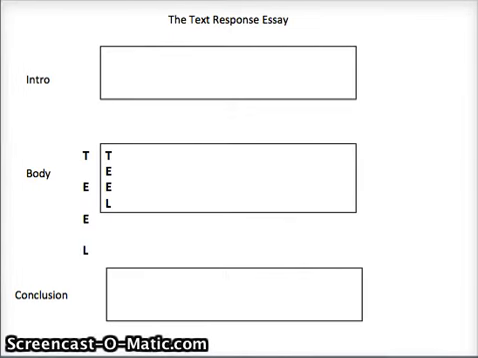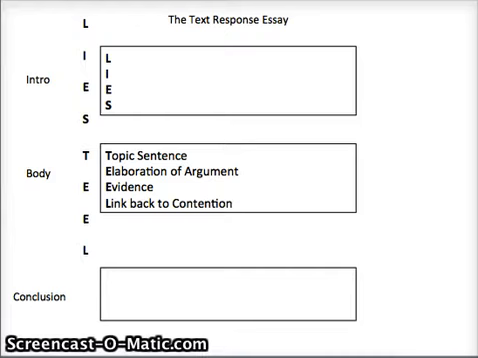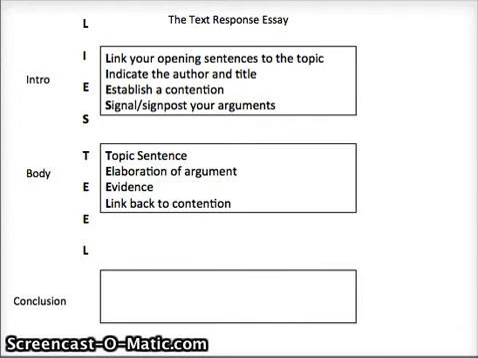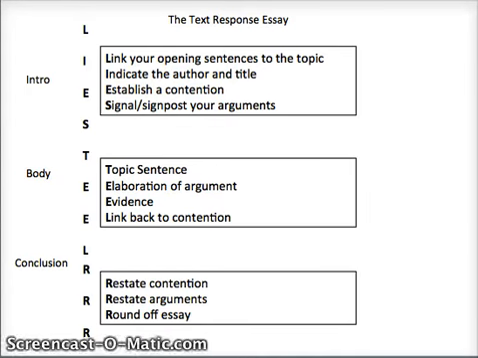The body will follow the TEAL structure, which is a topic sentence, an elaboration of argument, evidence, and link back to the contention. The introduction will follow a LATS format, which is link your opening sentences to the topic, indicate the author and title, establish a contention, and signal or signpost your arguments. The conclusion will follow a triple R format. So we will restate the contention, we will restate the arguments, and we will round off the essay.